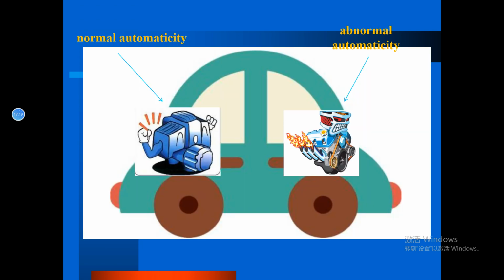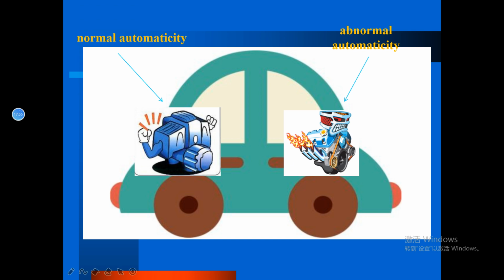I show you the pictures here. So this is a car, right? Yes, it's a usual car, and it's a normal automaticity. It's like a normal engine. We all know that a car only has an engine, right? The engine gives the power to make sure the car can work normally, right? But one car only has one engine.